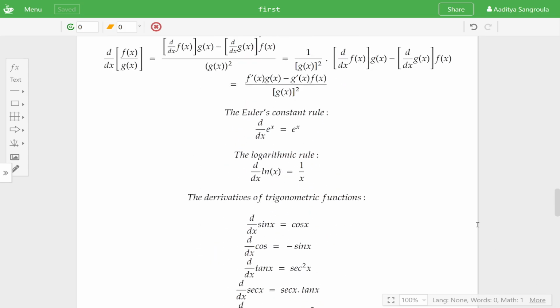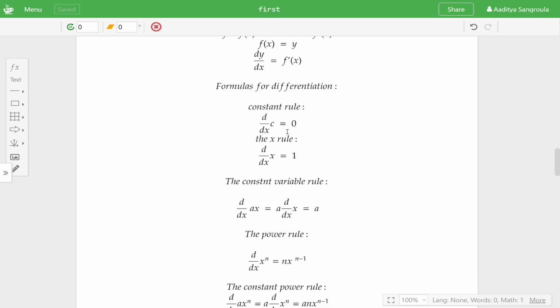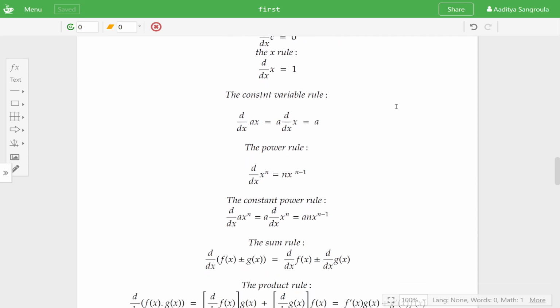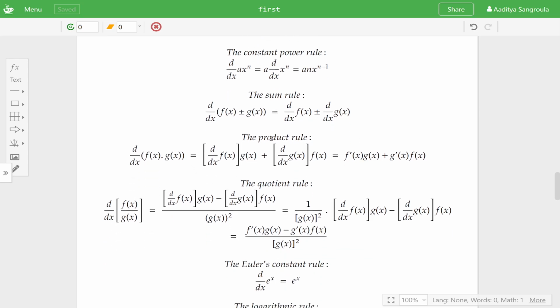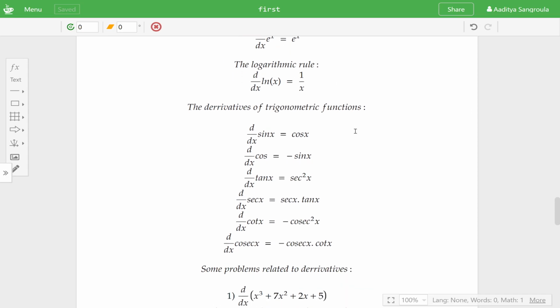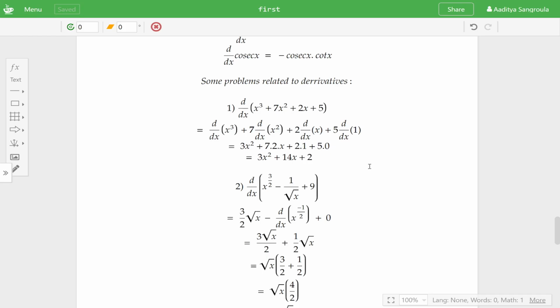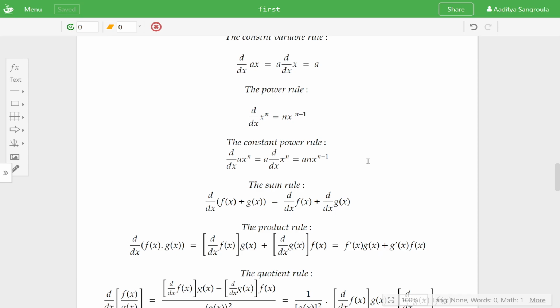Now that we have the tools for differentiating most functions, we have a lot of formulas. Look at these things. We have the constant rule, constant variable rule, the power rule, constant power rule, the sum rule, product rule, quotient rule, Euler's constant rule, logarithmic rule, the derivatives of trigonometric functions, and we have yet to learn the chain rule. So we have a lot of rules and things to learn.